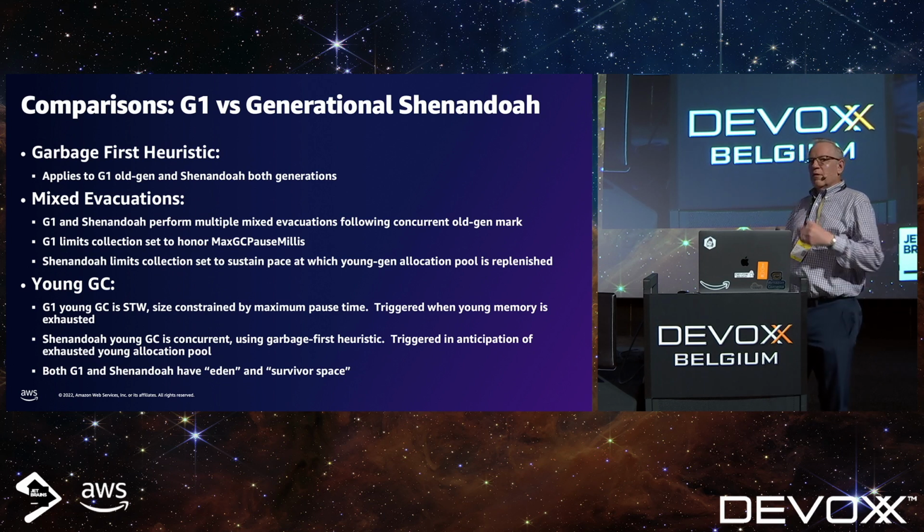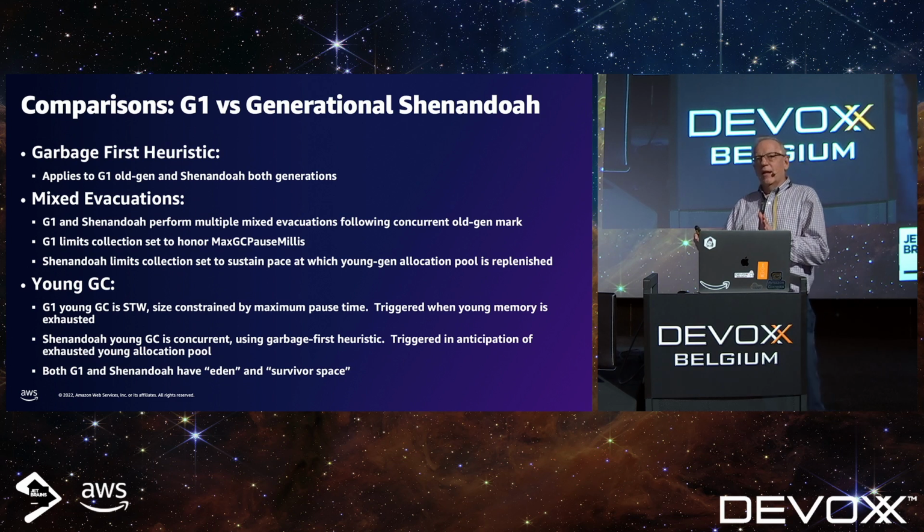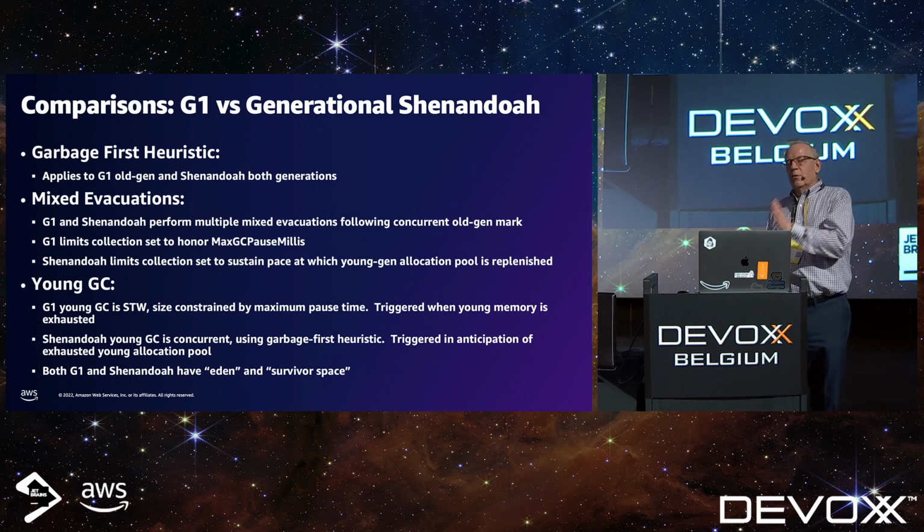G1 has the notion of an Eden and a survivor space. Eden is where we just recently allocated, and then if it's survived one young collection, we assume it will survive more. We move it into a survivor space so that it will age before it gets promoted.